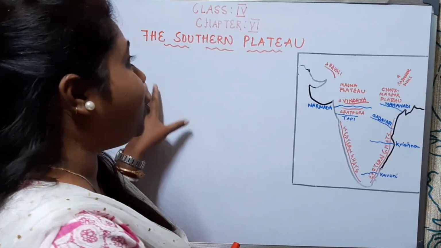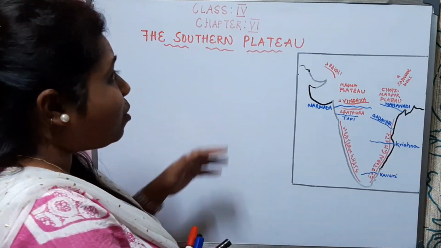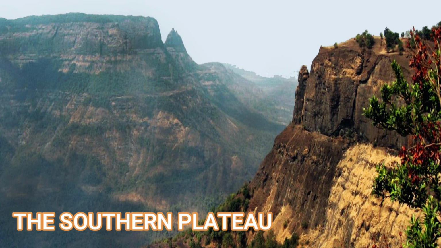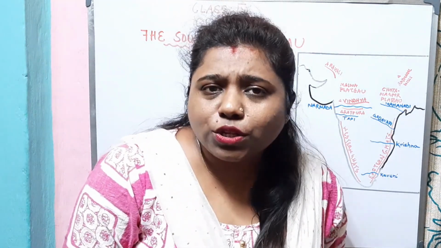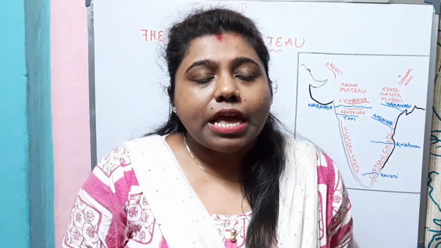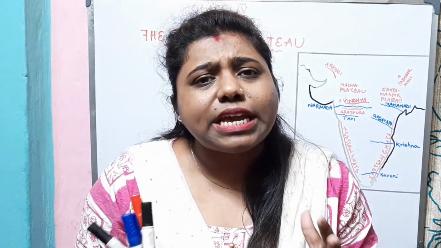Today we are going to start with a new chapter of class 4 and the name of the chapter is the Southern Plateau. In our earlier videos we have discussed the northern plains and also the plateaus, that is, what a plateau is. Now we have seen that the land of both the plains and plateaus is largely flat. But then what is the difference between these two landforms?